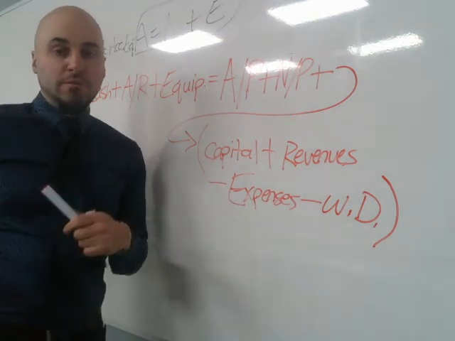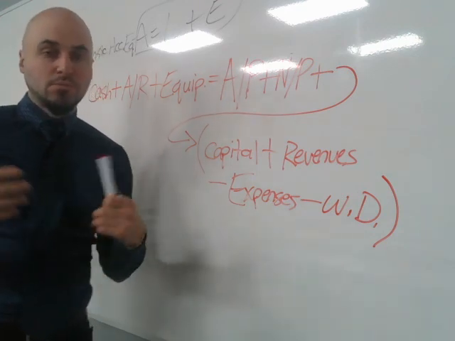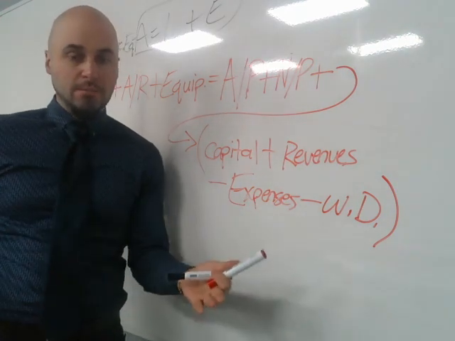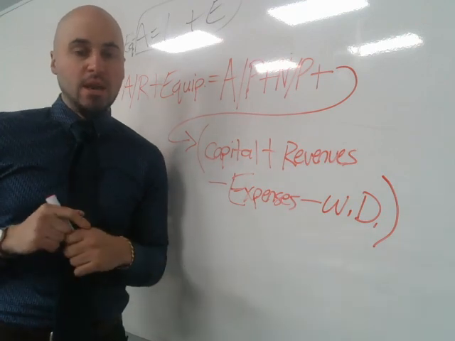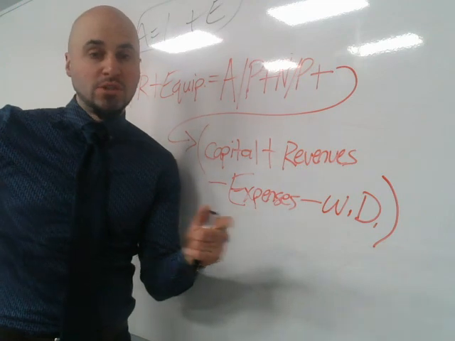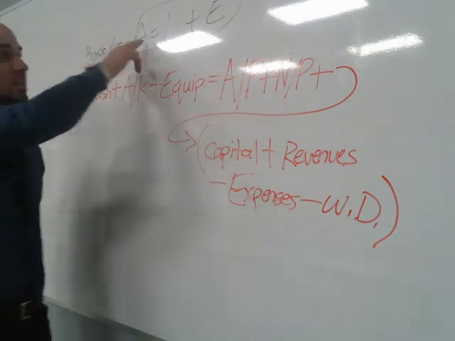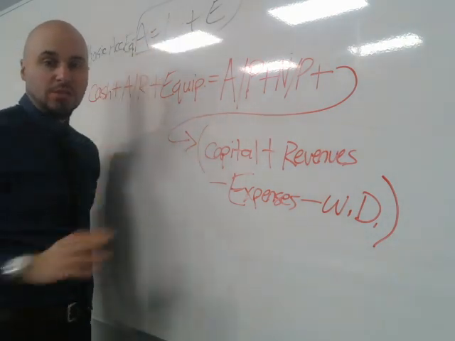And now for the assignment, for the tests, when a transaction occurs in a business, let's say we've invested that $100,000 cash and $50,000 worth of equipment. Remember, assets must always equal liabilities plus equity.